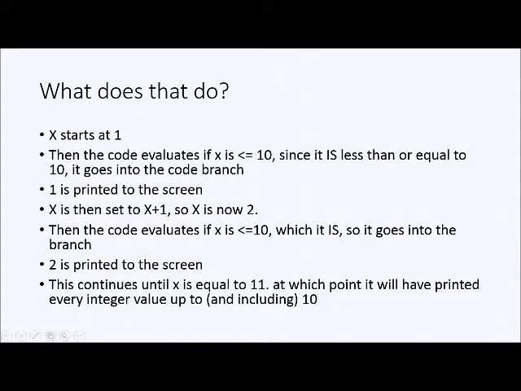So in other words, it starts at 1, it evaluates if x is less than or equal to 10. Since it is, it goes in, 1 is printed to the screen, x is then set to x plus 1, so x is now 2. And it evaluates if x is less than or equal to 10, which it is. It goes to the next iteration, and we print 2 to the screen. This continues until x is equal to 11, at which point it's printed every integer value up to and including 10.